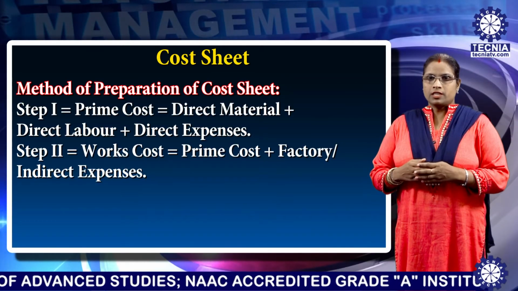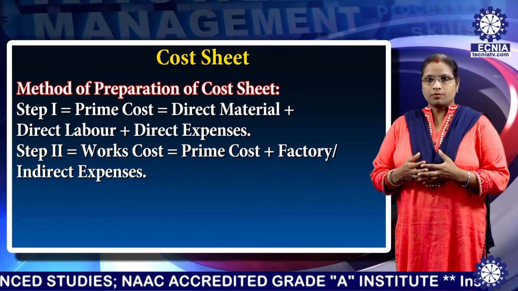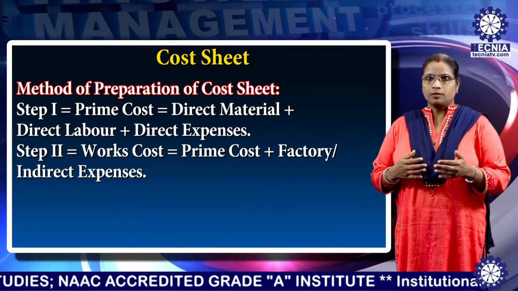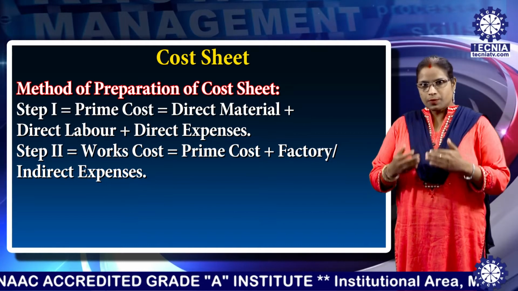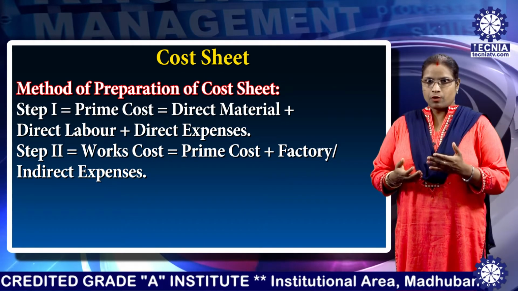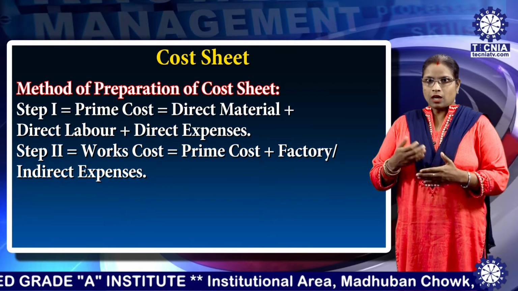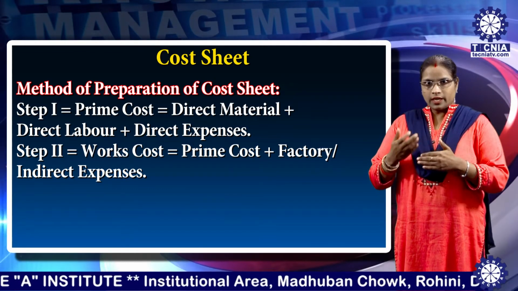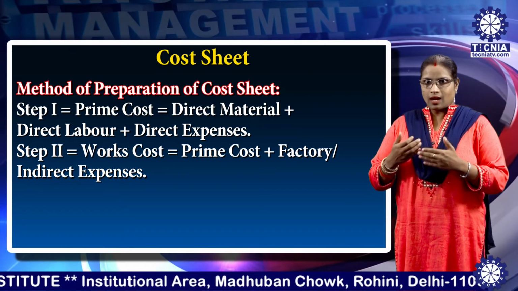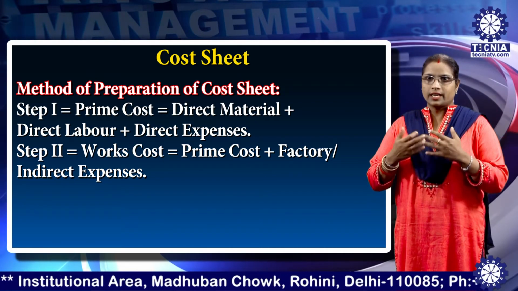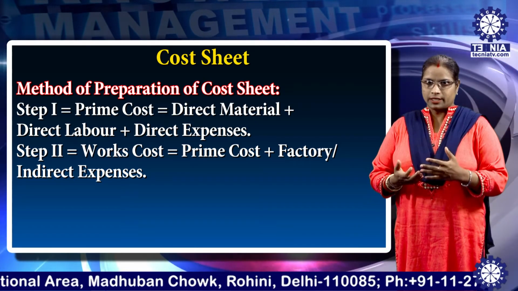Step 1. First of all, we will calculate the prime cost. Prime cost equals direct material plus direct labor plus direct expenses. Then in the second step, we will calculate the work cost. The calculated prime cost is already there, so to the prime cost you will add factory overheads, or the indirect expenses incurred in the factory.